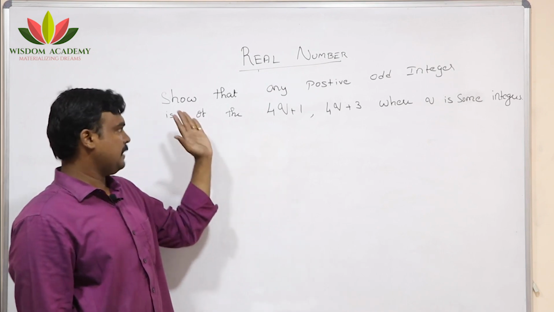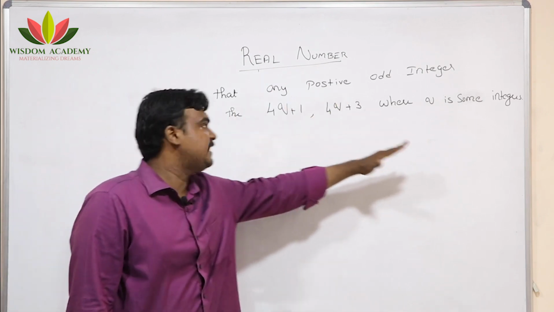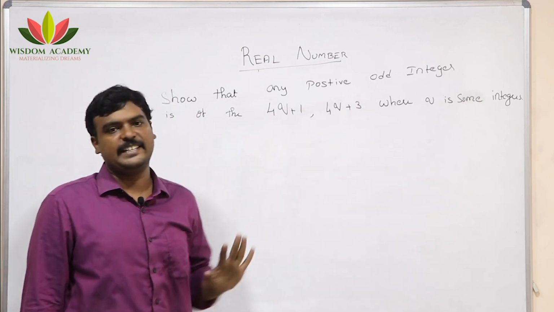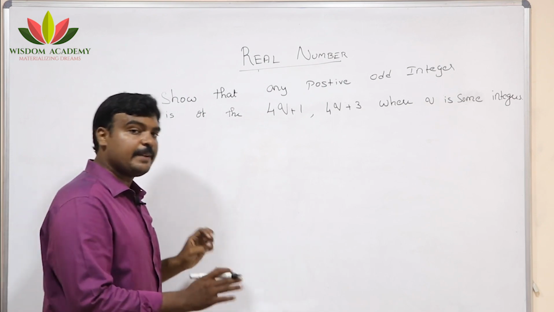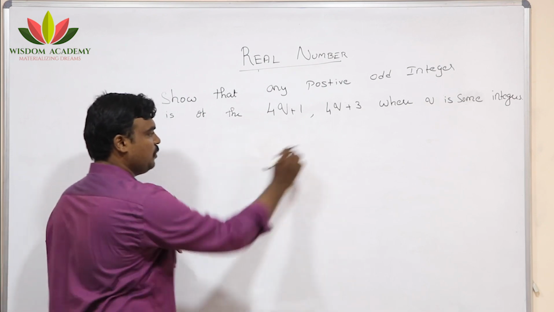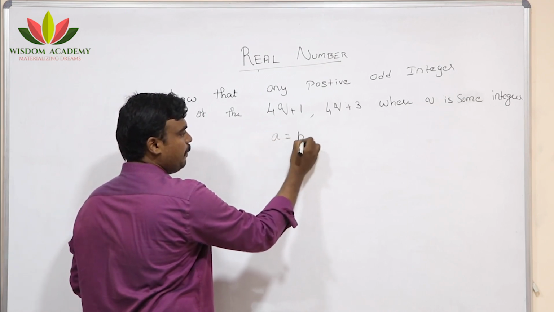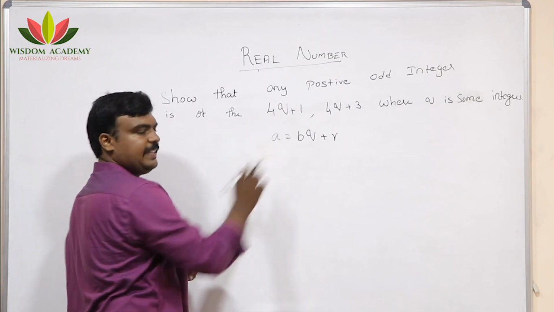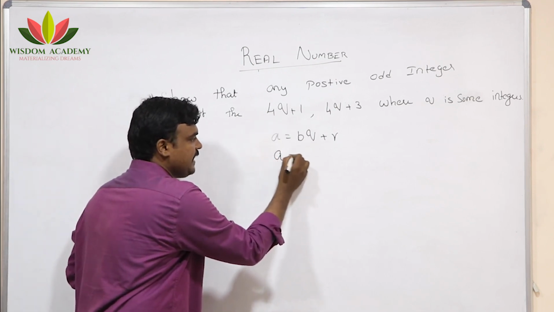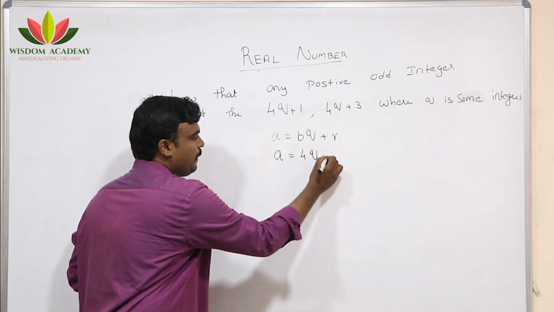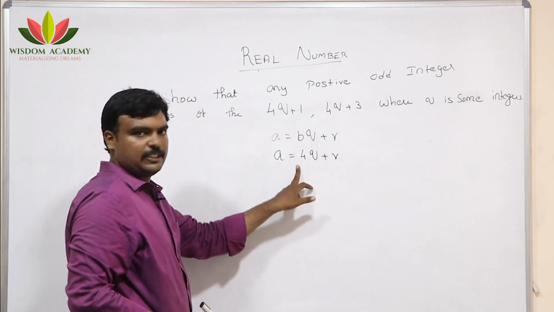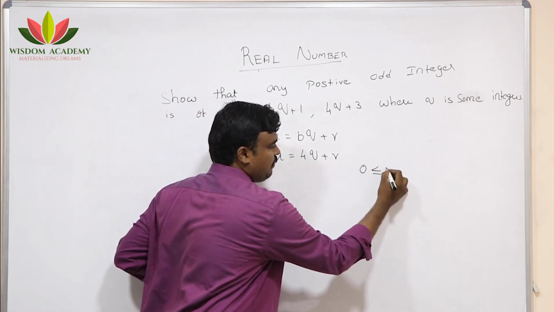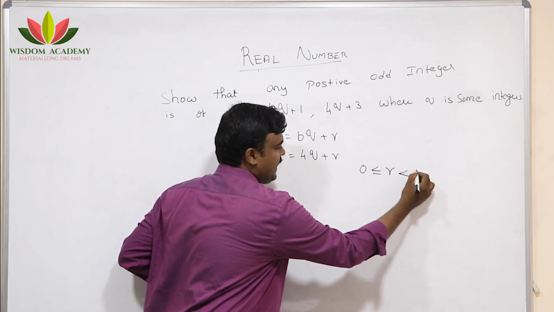In this case, the question is: show that any positive odd integer is of the form 4q plus 1 or 4q plus 3, where q is some integer. What does it mean? Generally any number can be expressed in this form, right? So I will write a is equal to bq plus r. By comparing with this statement, I can say 4 is my b, right? So I can write a is equal to 4q plus r. Now since my divisor is 4, my condition for Euclid division lemma is 0 less than or equal to r and r less than 4, right?